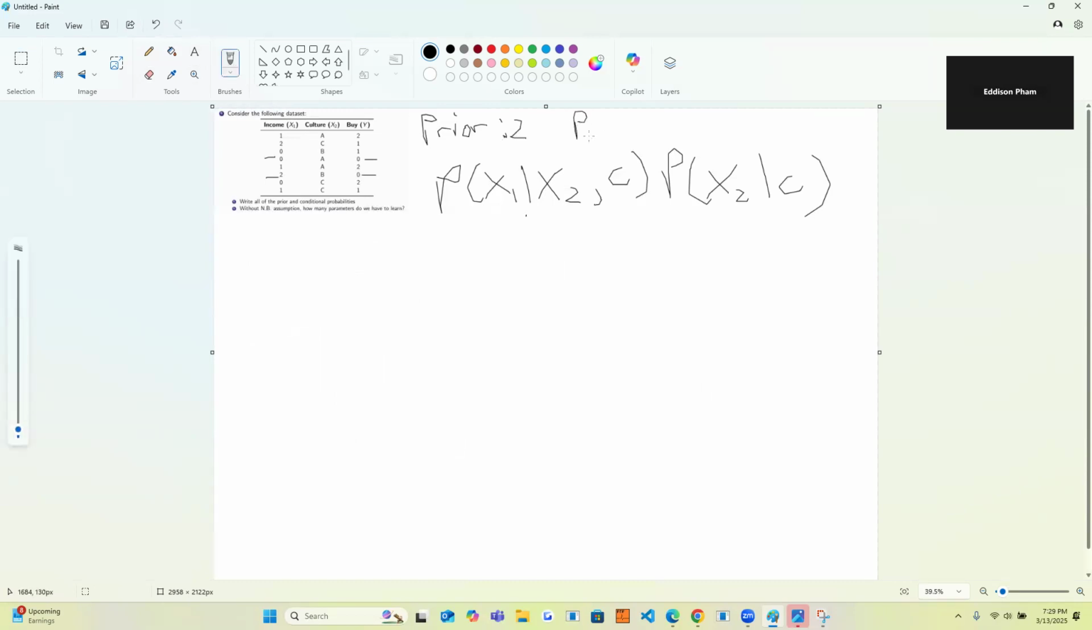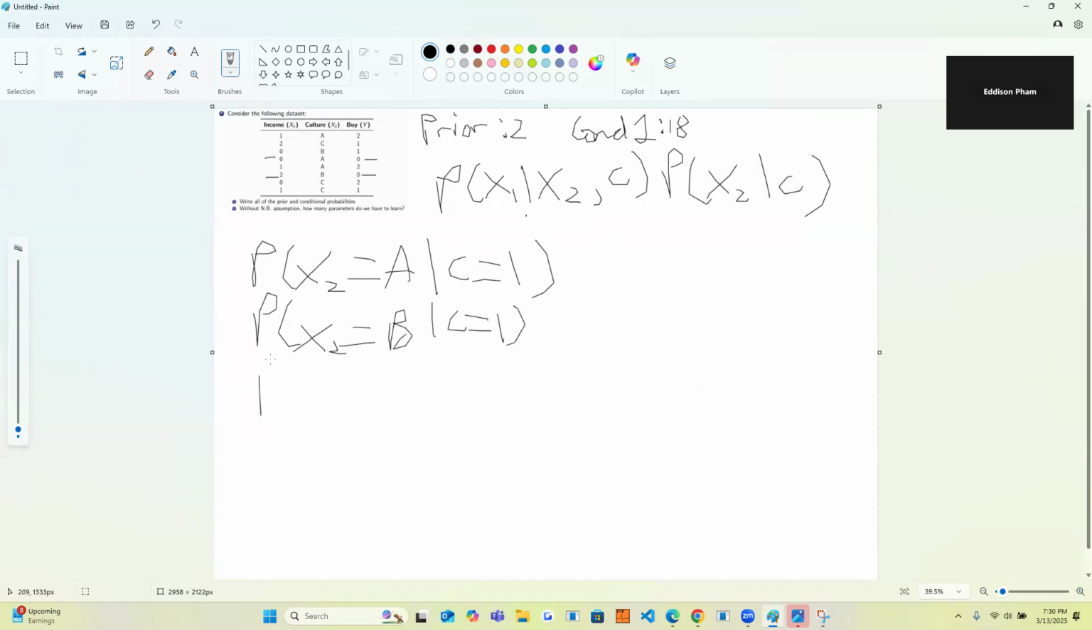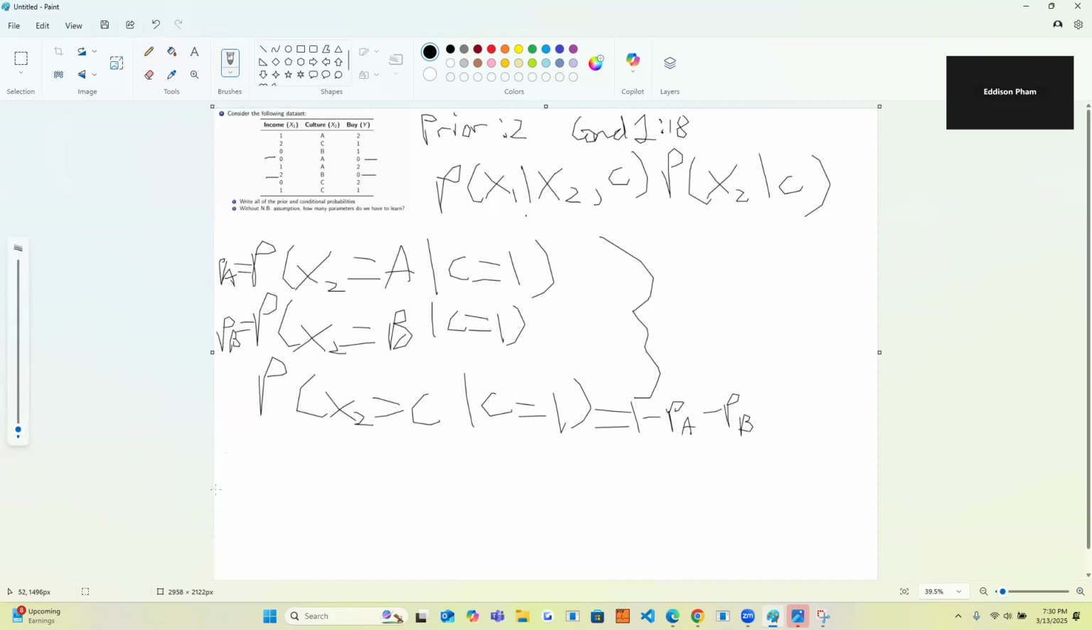So let's call this conditional 1, con 1. We got 18. And now for the next one, it's a lot easier. So we start with x2 equals A, given C equals to 1, x2 is equals to B, given C equals to 1, and then P of x2 equals 2, given C equals to 1. How many parameters are there just from this? Exactly, just two, because this is just one minus. Never forget that this is one minus P of A minus P of B. All right, cool.